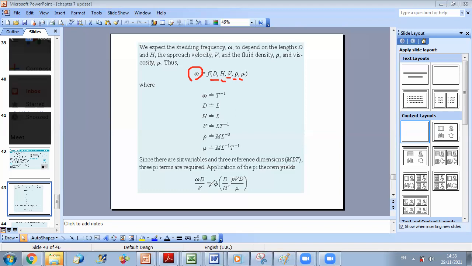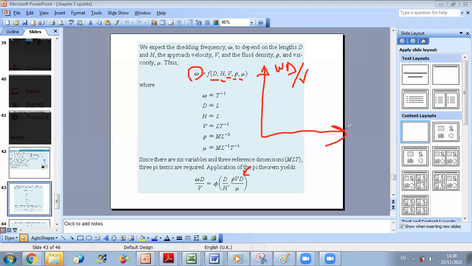And here, what is nice, for example, in this analysis, is that when we determine the main groups, it's enough, for example, to vary D. If you vary D, you will vary all groups. So this will allow you to draw your graph at the end. What can you present? Your output is omega. So on the vertical axis, you will represent omega d over v.